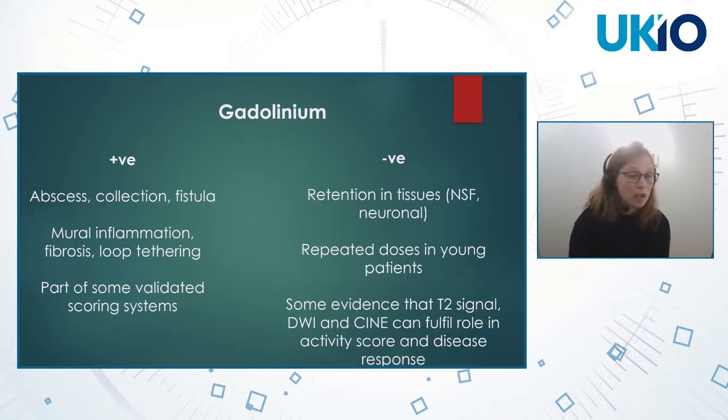So the reason that you might want to give gadolinium, as well as for looking at penetrating complications, is that there is some evidence to support it being useful in assessing activity of disease. It's part of a lot of the validated scoring systems for that reason, and it can help looking at the pattern of enhancement, looking at inflammation, fibrosis and tethering. There is, however, increasing evidence that we can use other things to supplement for that. So, for instance, the T2 signal within the bowel wall, DWI and motility can also help to give us an idea of activity within the bowel.